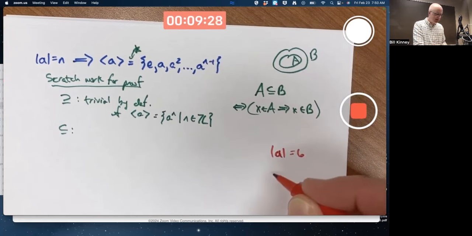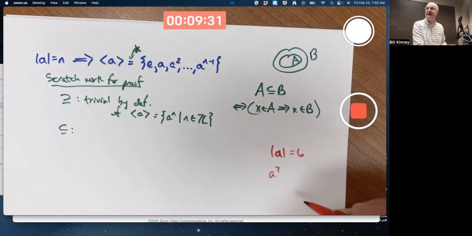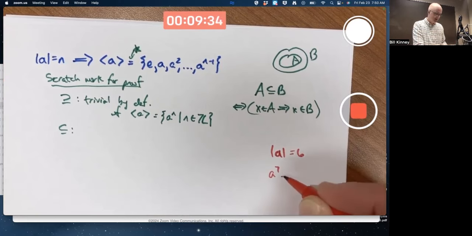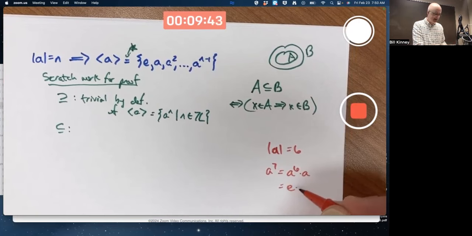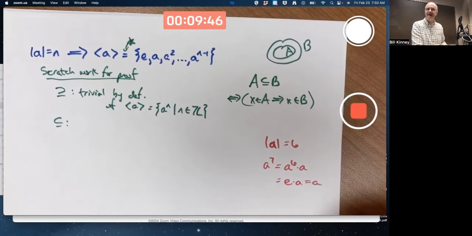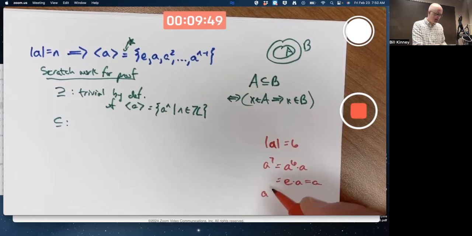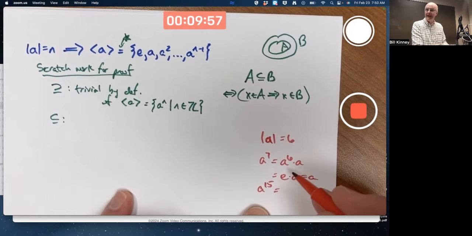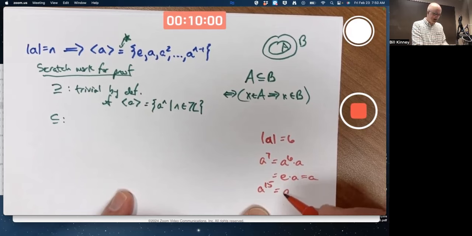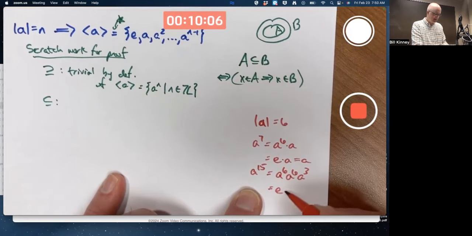What do we do for examples? Like, how do we figure out what A to the 7th is? Well, that's A to the 6 times A. And we know since A has order 6, that A to the 6 is E. A to the 7th simplifies to A. How do we do it for, say, A to the 15th? We've got to relate it to A to the 6th. This is A to the 6th times A to the 6th times A to the 3rd. E times A cubed simplifies to A cubed.